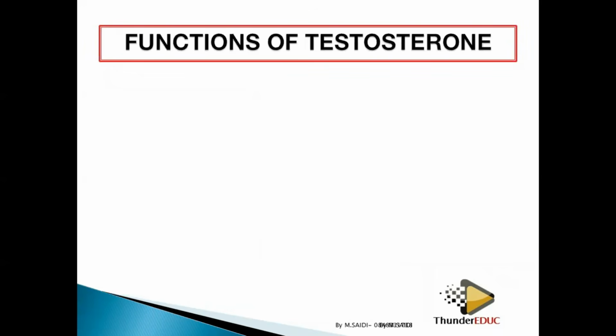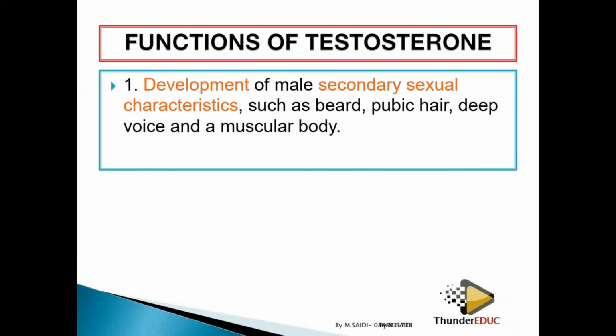All right, let's go. Functions of the testes. What are some of the functions of the testes? Testes produce a hormone called testosterone. This hormone has specific functions in the male reproductive system and in the male body. What are some of the functions of testosterone? It is very important in the development of male secondary sexual characteristics. These are the characteristics which show you that you are now a man. They are characteristics which you are not born with; they come after you have grown up, and they come as a result of this hormone called testosterone, such as pubic hair, deep voice, and a muscular body.